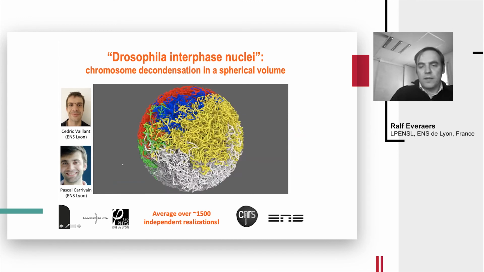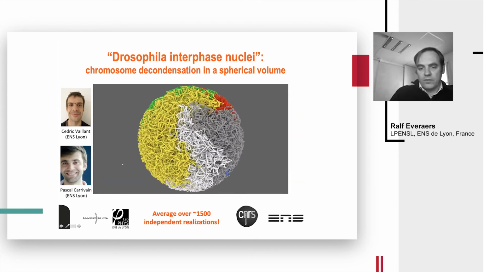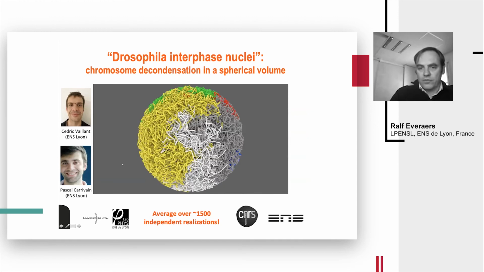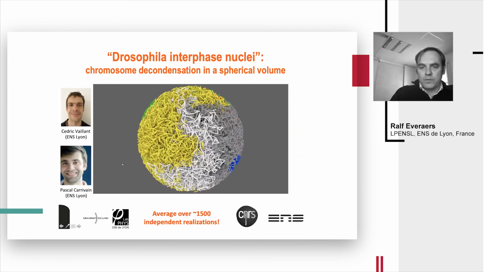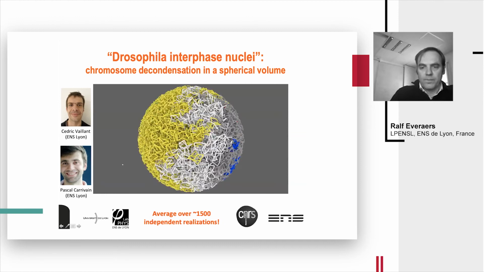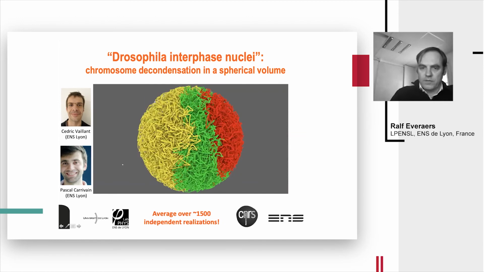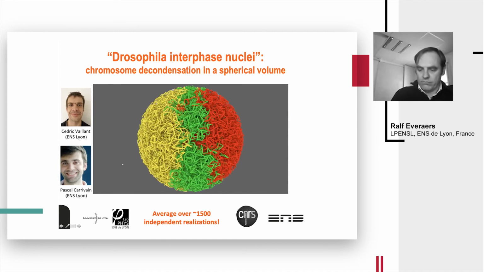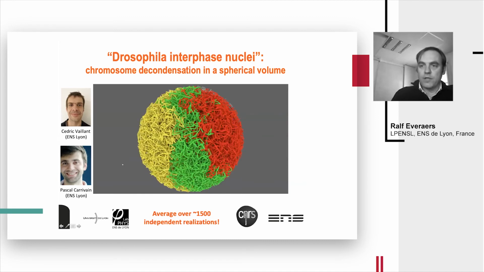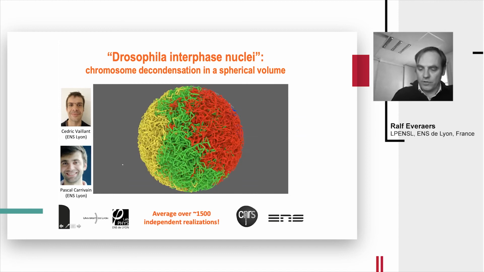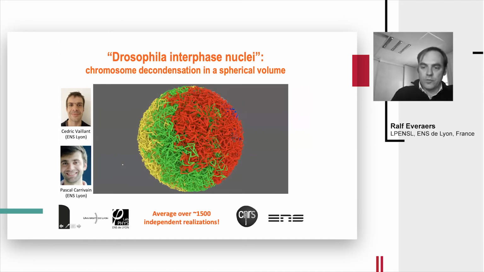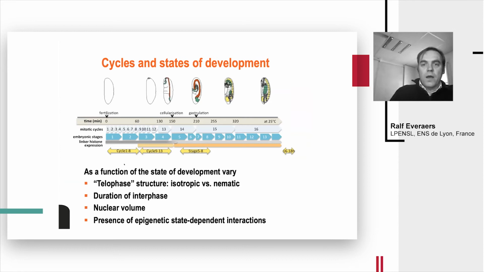And the important thing is he doesn't do this just once. He does this thousands of times. And that's the way we build up statistics when we calculate ensemble averages over a population. So these are fairly long simulations, not because of any individual simulation, but because there are so many of them. Now, I told you that we want to look at different cycles and states of development.